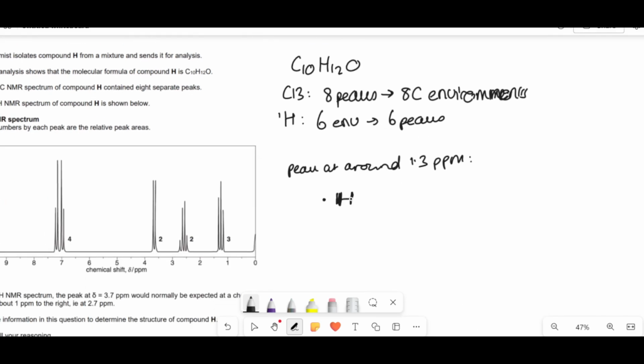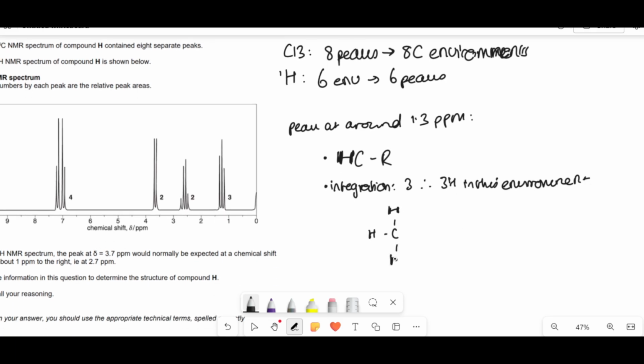It seems like extra work, but it makes you not screw up. Cool. So I know it's probably that. Next, I look at the integration, or the relative ratio, whatever you want to call it, and I know it's 3, which suggests there are 3 hydrogens in this environment, as in 3 of these are making that peak. So this now becomes an H, a C, another H, another H. I'm trying to embolden them all, and then the R.